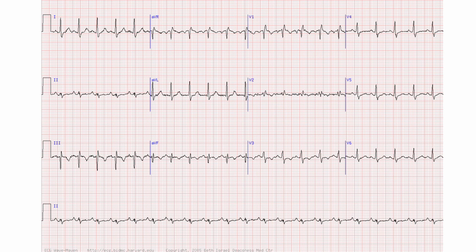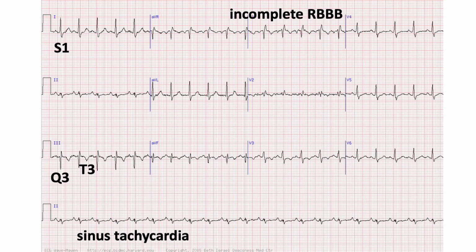So here's a cool EKG from somebody with a pulmonary embolism. You see that they have sinus tachycardia. They have an S wave in lead 1, which usually you don't have an S wave there. They have a really deep Q wave in lead 3, so that's your Q3. And then they have a T wave inversion in lead 3, so that's S1Q3T3. It's a sign of acute right heart strain. They also have an incomplete right bundle branch block, so you can see they have that RSR prime or bunny ears morphology there. And they have T-wave inversions in leads V1, V2, V3. So they have lots of different findings of right heart strain from an acute pulmonary embolism.